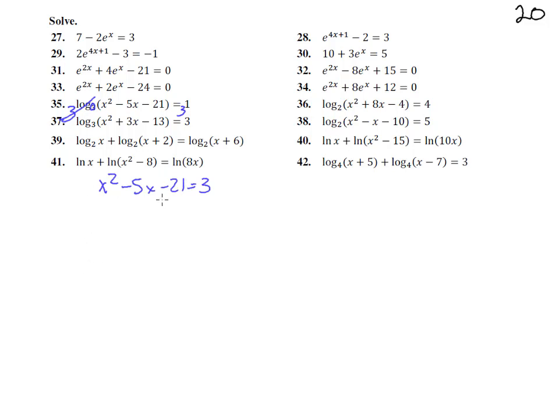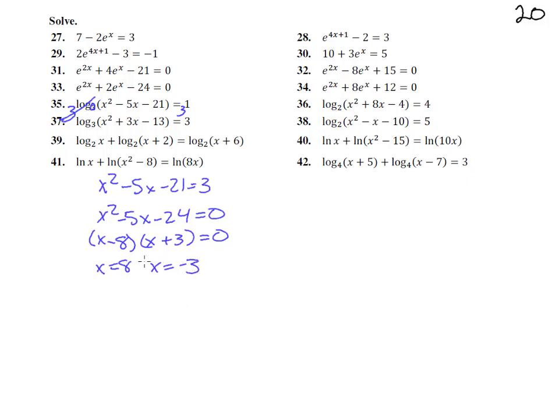Hey, we can solve this as a quadratic. Subtract 3 from both sides, so we get x squared minus 5x minus 24 equals 0. We can factor this guy, x and an x. That's a minus 8 and a plus 3 equals 0. Then we get x equals 8 and x equals a negative 3.